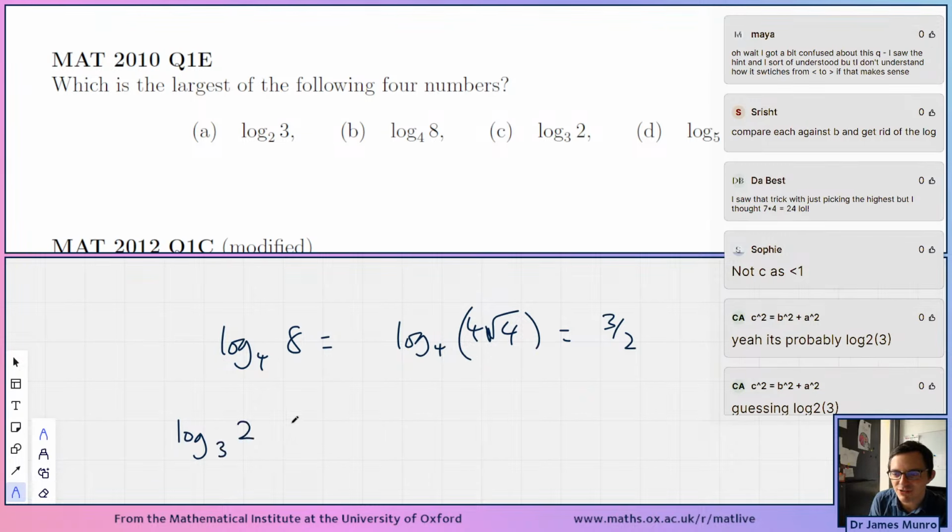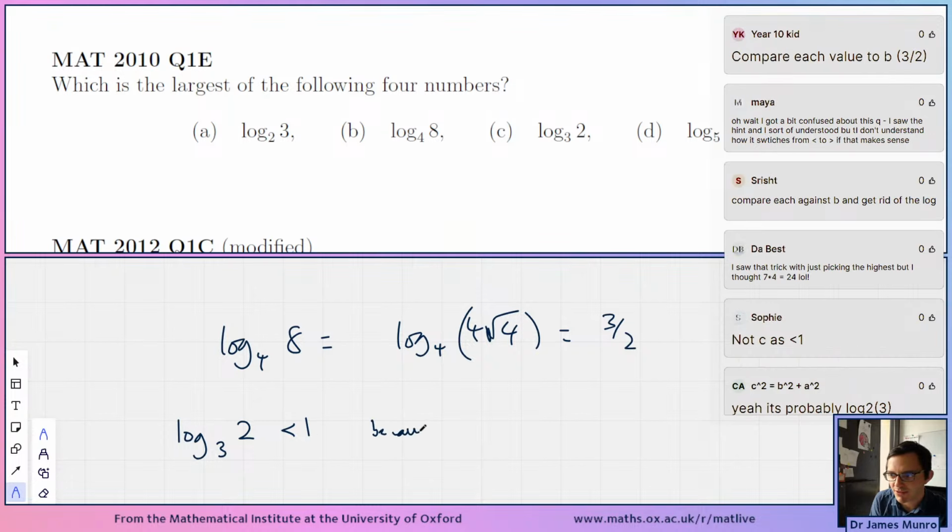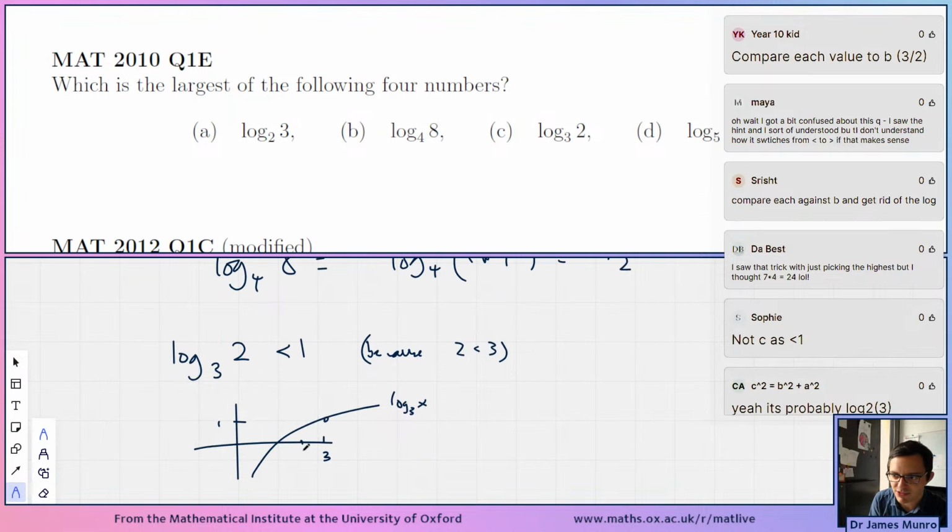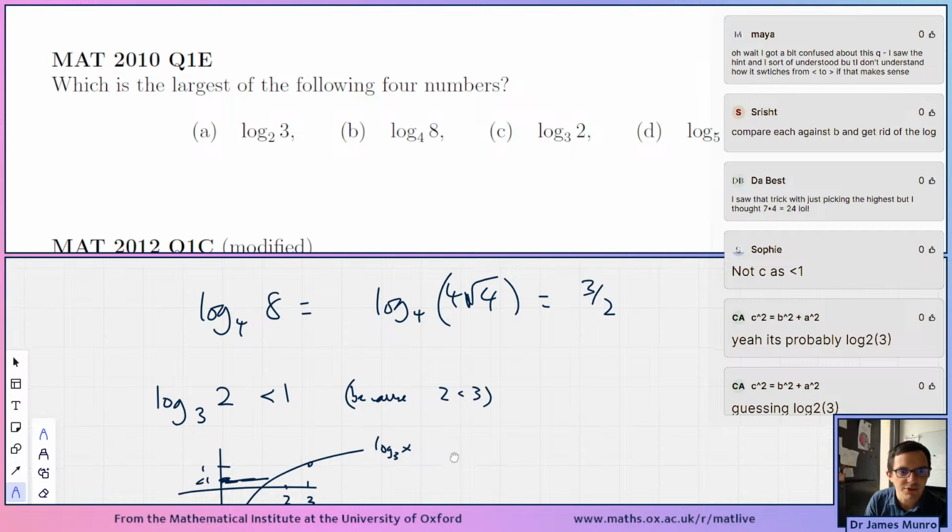Log base 3 of 2 is less than 1 because 2 is less than 3. Log base 3 of x is an increasing function, and it hasn't yet got to the point on the graph where it would get to. Over here, 3 would be where log base 3 of x is equal to 1. But no, you must be this high to ride, and we are still down here at 2. Log base 3 of 2 is less than 1. Somewhere down here, like less than 1. Tiny numbers.